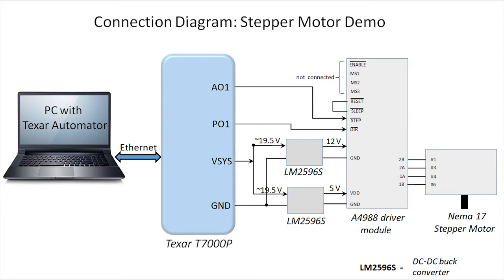And it also requires two signals, step and dir, for controlling the stepper motor position, one for incremental steps and the other one for the direction of the motor. These two signals are connected to A01 and P01 respectively. The outputs of the driver module are connected to the stepper motor.